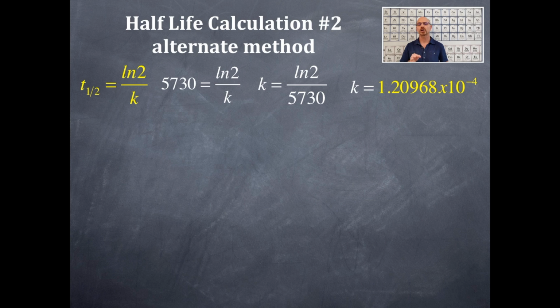So this is per year. Those are the units for this. So the rate constant here is 1.20968 times 10 to the negative 4 per year. Okay, so that is one of the equations.